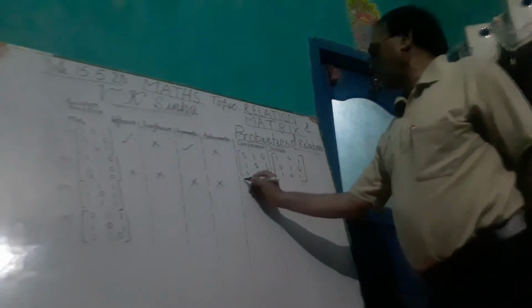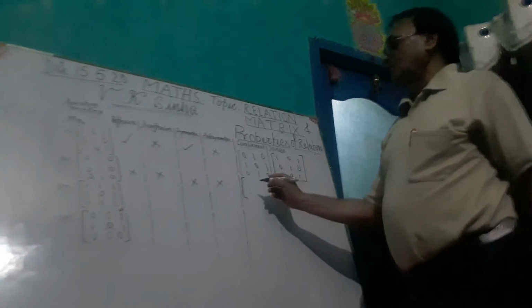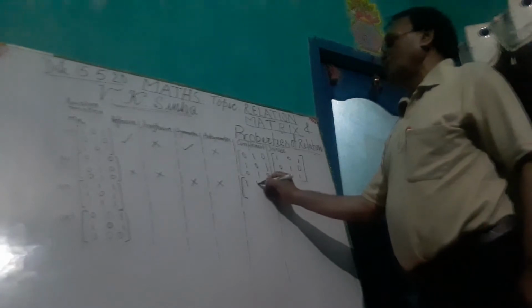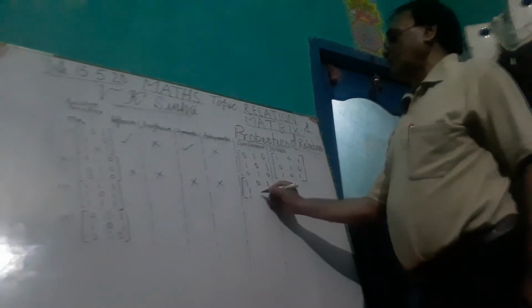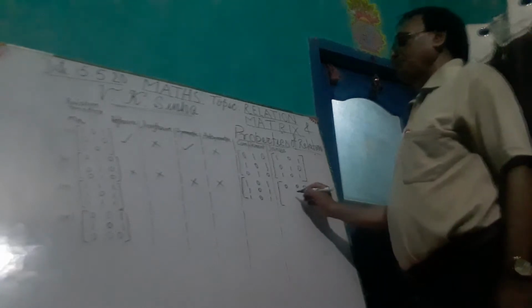Now the complement of this is easy. 0 is replaced by 1, 1 by 0. So 1 and 1, here 1, this is 0, 0, and this is 1 and 1. And now the transpose of this: 0, 0, 0, 1, 1, 1, and 0, 0, 0. This is the transpose of this matrix, so this is the inverse of the given matrix.